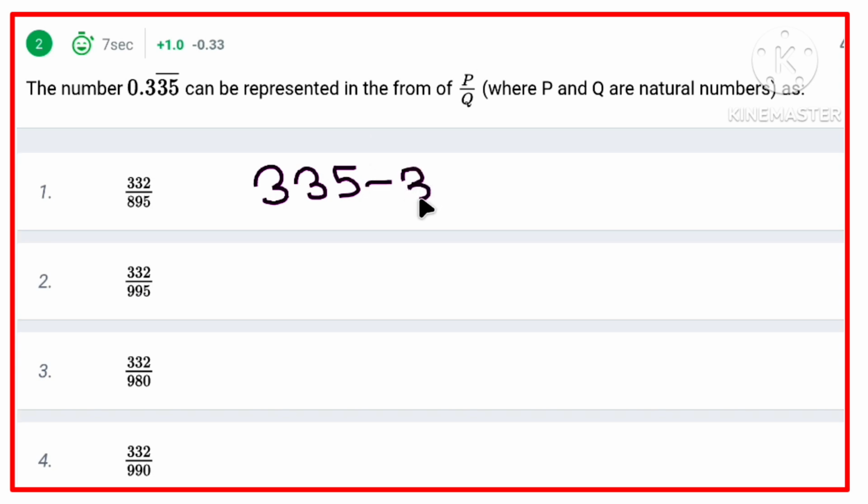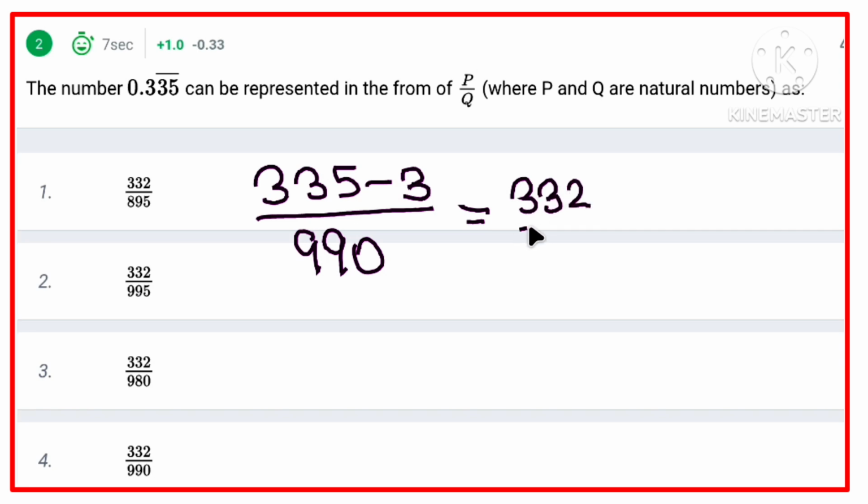So we need to subtract 3 from this particular number, divided by how many digits you have under the bar, that is 2 digits. So you need to write 99 in the denominator, and for the digit which does not have any bar above it, you need to write a 0. So if you solve this, 335 minus 3, you will get 332 divided by 990. You can see directly this answer is in option 4. So this is going to be your correct answer.